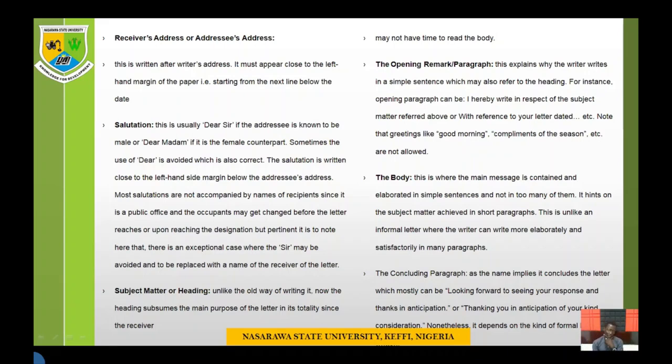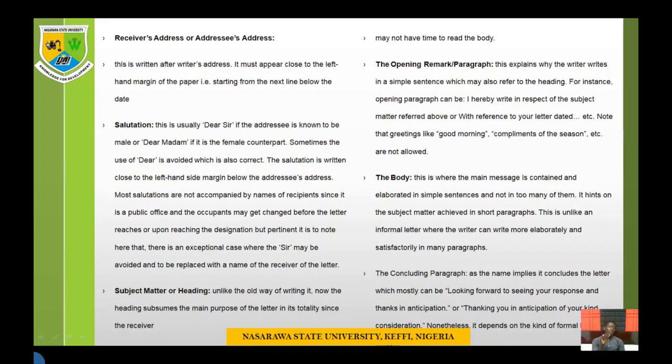Another thing on the subject matter is when you write it in capital letters. If you write your subject matter in capital letters, you don't underline. But if you write them in small letters, there are rules that guide them. 1, you have to underline when written in small letters. And 2, you must know content words and function words. The content words must have their initial letters capitalized, while the function words have nothing like capitalization.